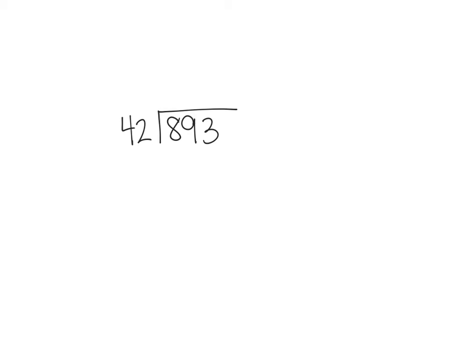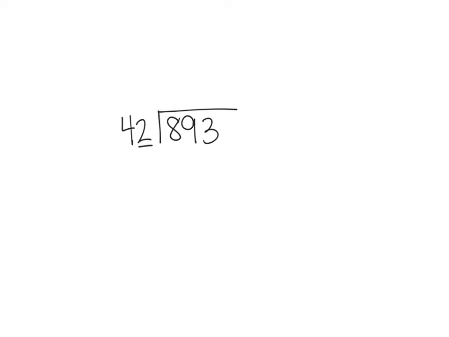So the first thing I'm going to do is see if I can use my helper. Remember, if this number right here is less than 3, 9 times out of 10, your helper is going to help you. And if your helper gets you close, but it's too high, then you go one less.